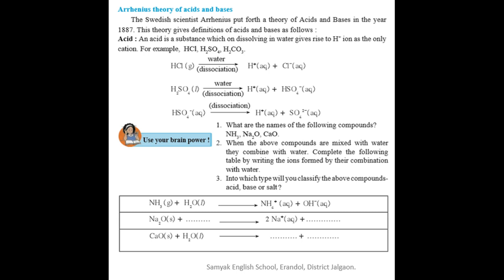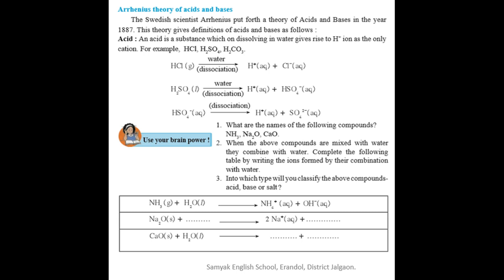For example, HCl, hydrochloric acid, H2SO4, sulfuric acid, and H2CO3, carbonic acid. If you put these three acids in water, they dissociate, giving rise to H plus, aqueous, in all three cases, that is a positive ion, and then they produce negative ions, which are aqueous. HCl produces hydrogen and chloride. Sulfuric acid produces hydrogen and HSO4. HSO4 again reacts with water and releases H plus and SO4 ions.